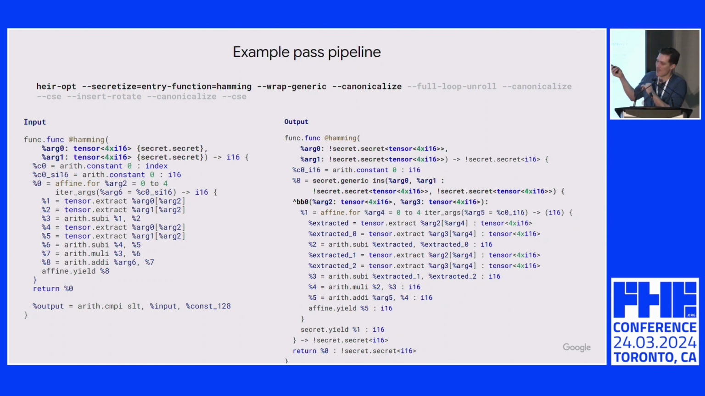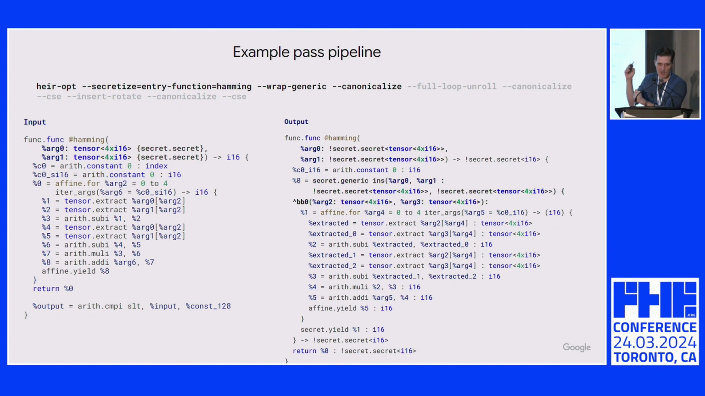But the point is that you start by just saying, okay, this is the input to my function that is secret. You'll notice the bold part at the top says what's secret. And then there are some entry passes that say, okay, from the annotation of what's secret, I'm just going to propagate that secret information through the program and start wrapping things up in secret generic so that I can separate the plaintext parts of the computation from the secret parts of the computation.